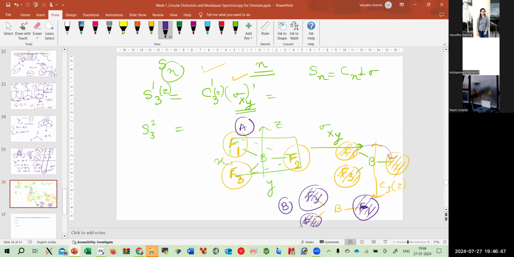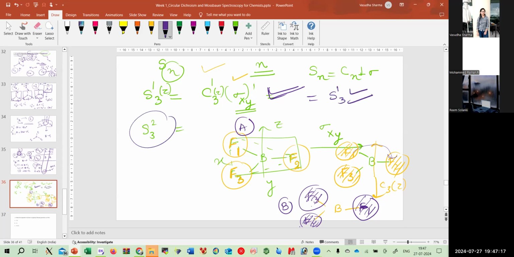We started with A and ended up with B. Do you think A and B are equivalent? Yes, they are equivalent. So that means this exists. C3^1 and sigma xy^1 is an individual operation that is not giving me any other operation. So S3^1 exists as an individual operation. So one operation is done.